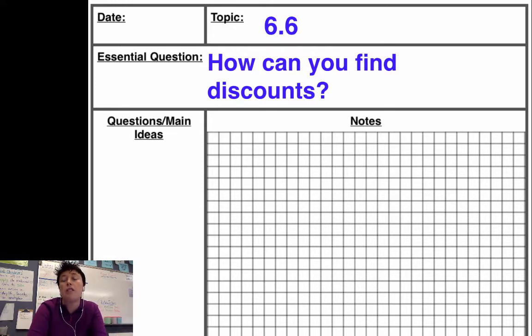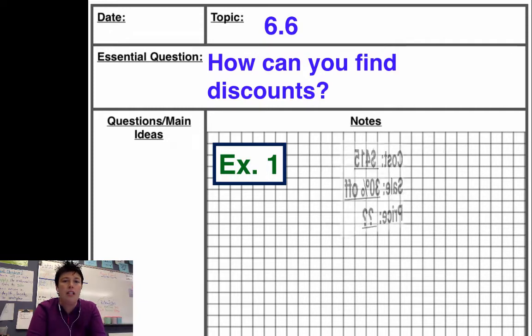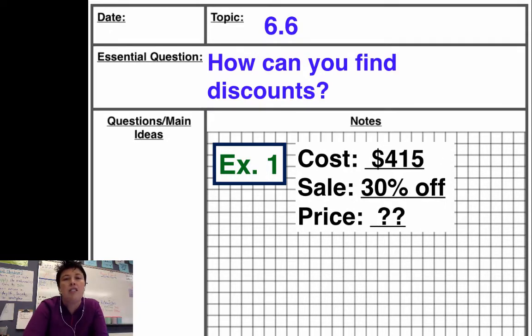So today we're going to focus on what a discount is. When you get to the store and you find out that there's a sale on something, how good is that sale and is it still worth your purchase? So we're going to try some problems, and in our notes we're just going to write example 1 to get started. And here is our setup.